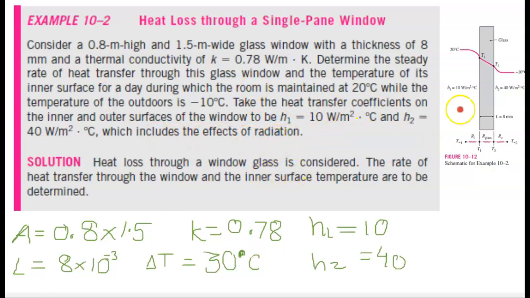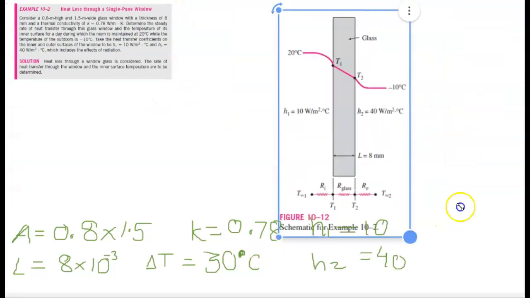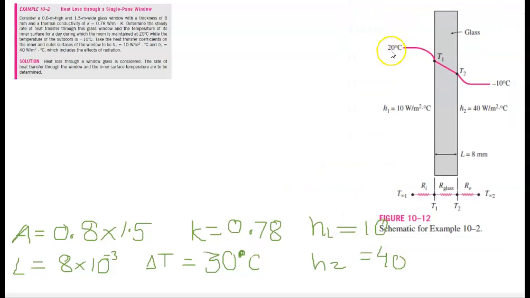If I just show you the diagram, let's zoom that one out. It is a good idea to actually sketch the diagram. So that's the inner temperature 20, the outer temperature minus 10. Hence I got the temperature difference of 30. Inside, the heat transfer coefficient is 10 watts per meter square centigrade. Outside, it's 40 watts per meter square centigrade. The L, which is the thickness of this window, is 8 millimeter. And we have the inner and outer temperature. Okay, so let's proceed to this question.